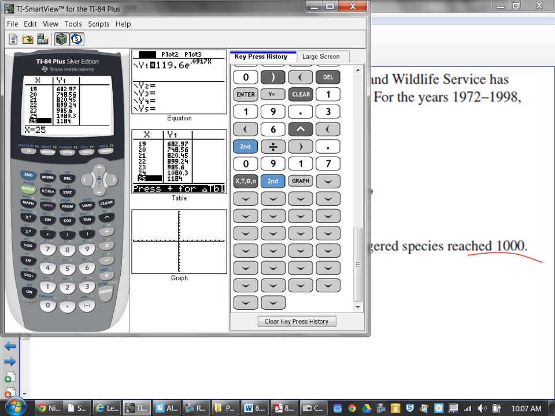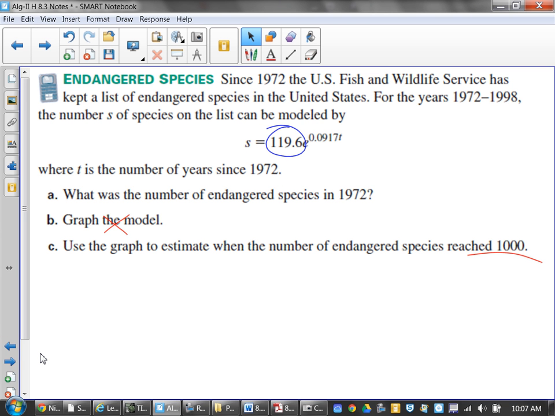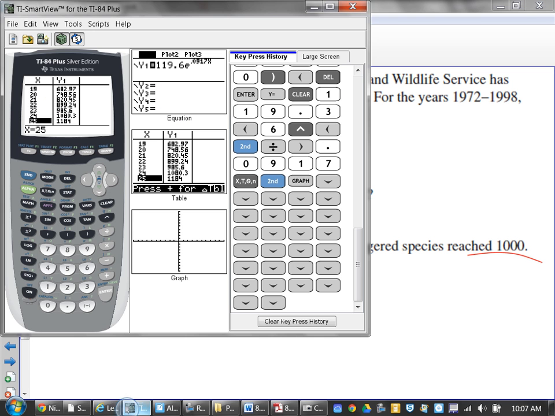I forgot what the question asked. It said, estimate when the number of species reaches 1,000. So that'd be after 24 years, or if you wanted to say, 1996. Wait, so we have 24 years or 23? It's pretty close, but after 24 years, you know it happened, if you look at the table. At the end of 23 years, it's almost at 1,000, but it definitely was after 24 years.